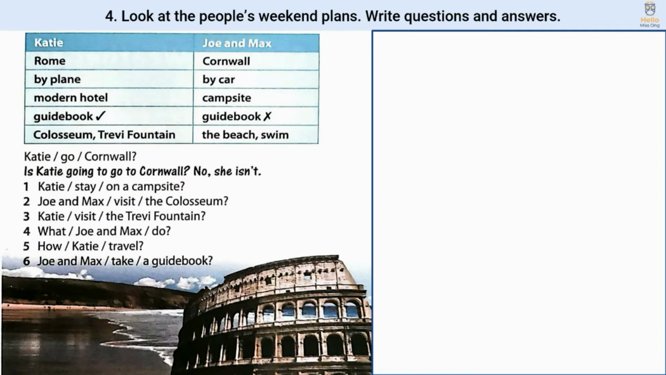Exercise 4. Look at the people's weekend plans. Write questions and answers. For example, is Katie going to go to Cornwall? No, she isn't.